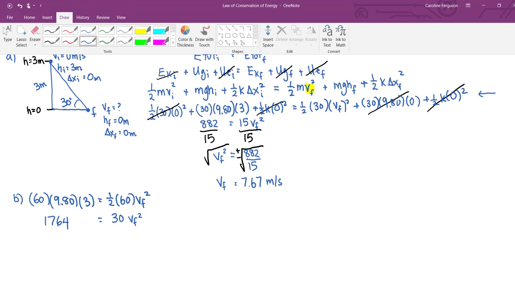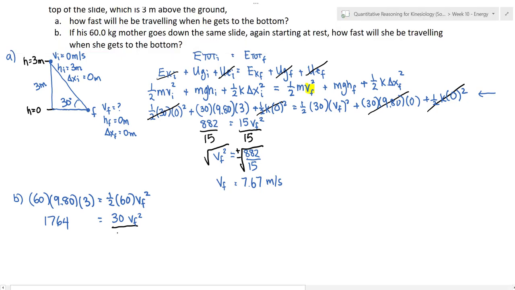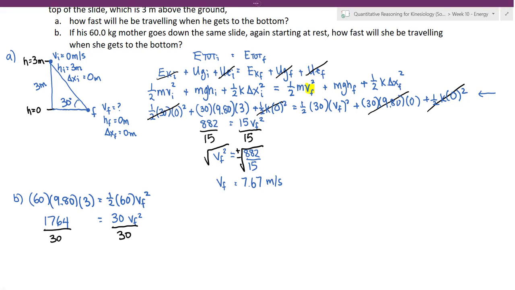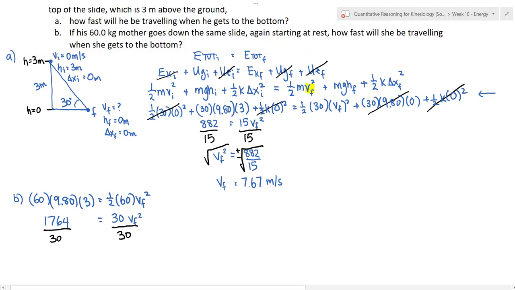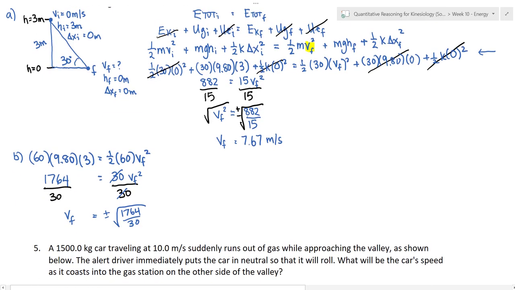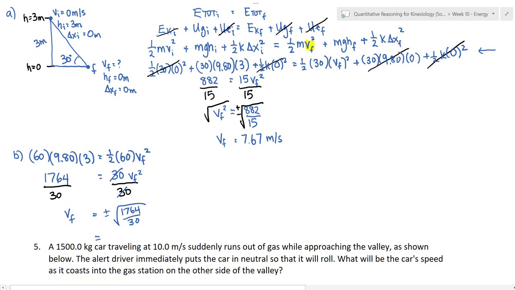Again, I'll divide both sides by the 30. So now I have 1,764 divided by 30 equals V final squared. I'll square root both sides, and I'll end up with V final is equal to plus or minus the square root of 1764 over 30. And now I can type this onto my calculator.